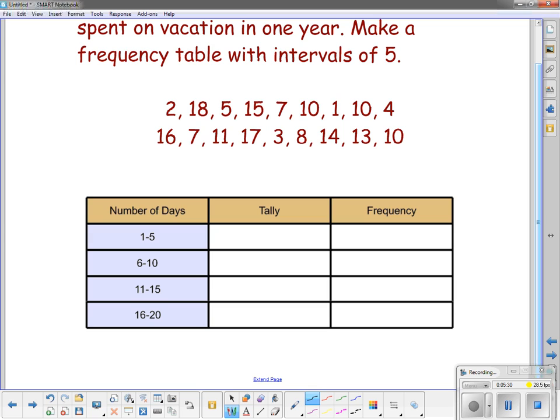So the first number is a 2, so I'm going to put a tally in the group where 2 would belong. Since 2 fits in between 1 and 5, I'll put a tally in that group. The next number is 18, so that would belong in this group. And 5 would belong in this first group because these are numbers 1, 2, 3, 4, and 5. 15 would belong in the third group.